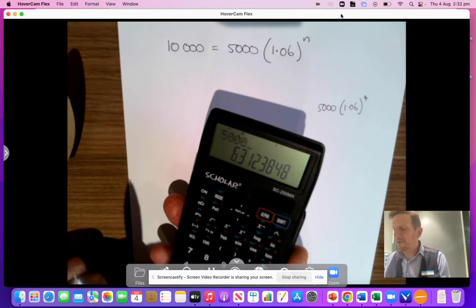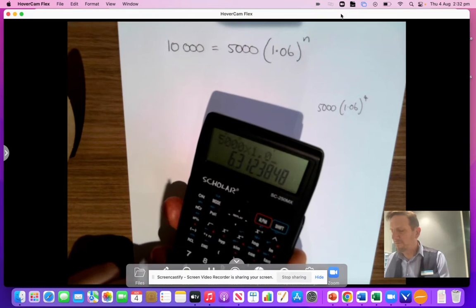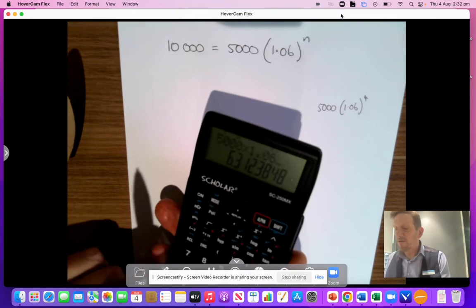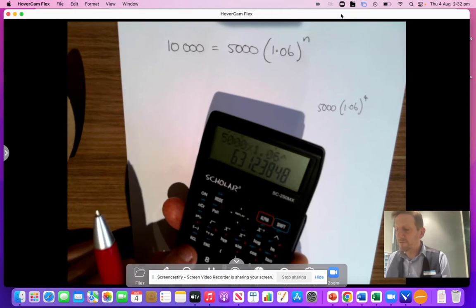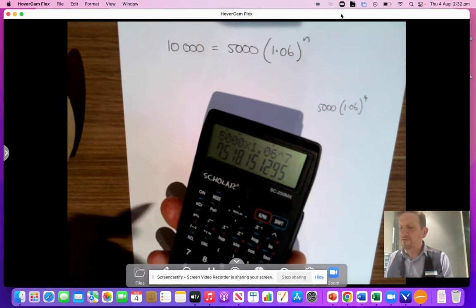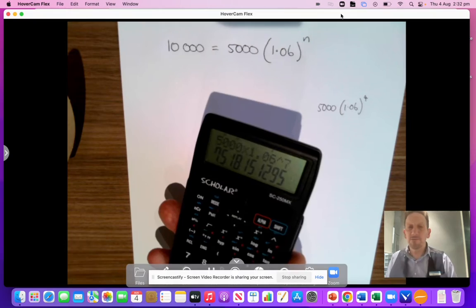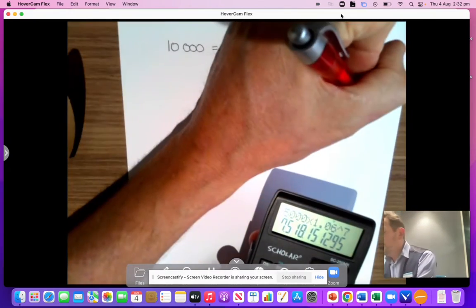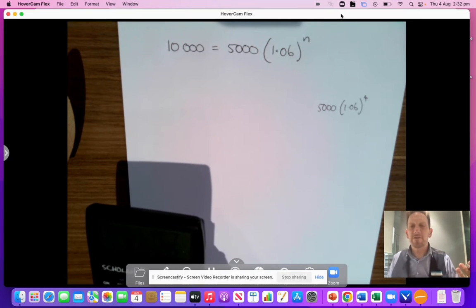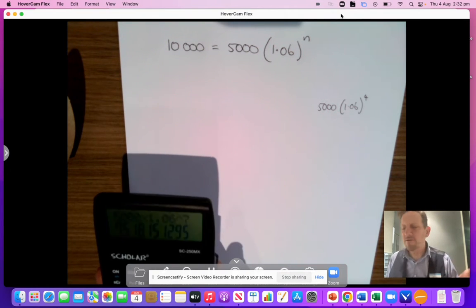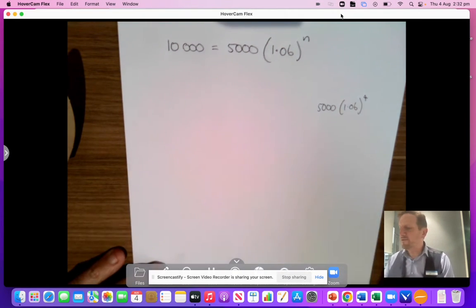So 5,000 times 1.06 to the power of, let's try not 4 this time. Let's try 7 years. 7 years, that's only 7,000. So we're still not close enough. We can keep trying with trial and error, or guess, check, refine. Is there a better way to do it?